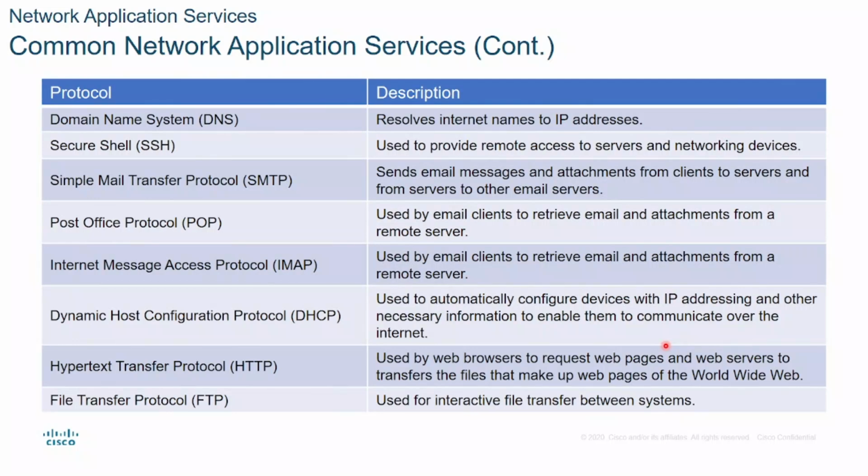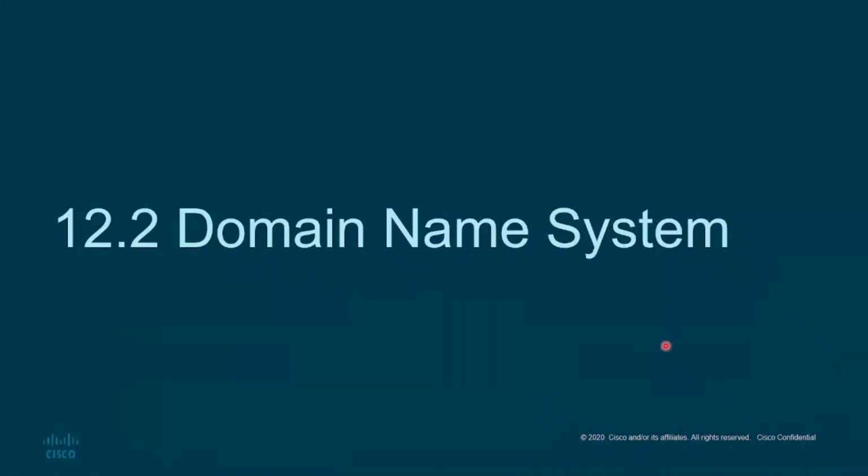Then the Internet Messaging Access Protocol, IMAP, is used by email clients to retrieve email and attachments from a remote server. The Dynamic Host Configuration Protocol, DHCP, is used to automatically configure devices with IP address and other necessary information to enable them to communicate over a network. Then the Hypertext Transfer Protocol, HTTP, is used by web browsers to request web pages and web servers to transfer the files that make up web pages to the World Wide Web. Then File Transfer Protocol is used for interactive file transfer between systems.